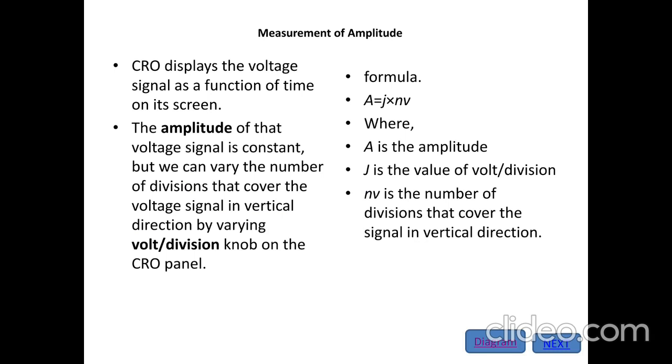See, the amplitude of the voltage signal is constant, and the divisions covering it will vary. For the divisions that cover the voltage signal in the vertical direction, the volts per division knob will be changed. The whole amplitude will be constant, and only the knob will be changed in order to take the values. So the formula is A = J × NV, where A is the amplitude, J is your voltage division, and NV is the number of divisions that cover the signal in the vertical direction. With this formula, we'll be getting the measurement of our amplitude.